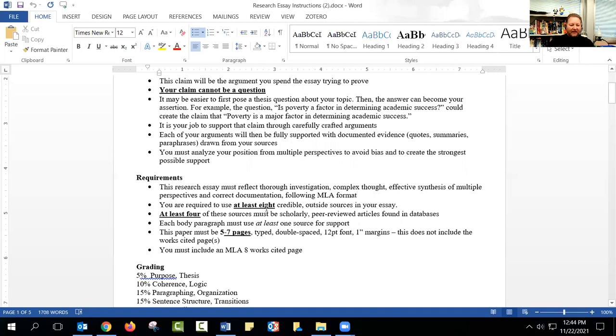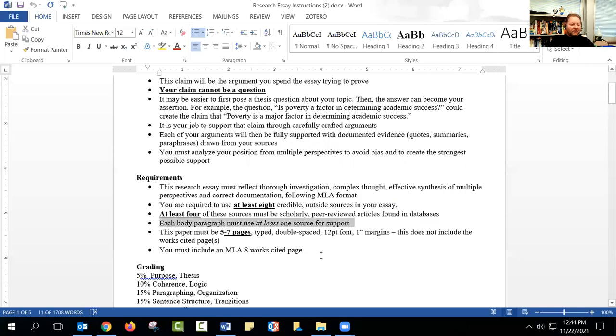But at least 8 outside sources, and at least 4 of those have to be scholarly articles. If you use 16 outside sources, you still only have to use 4 peer-reviewed articles. You can use as many as you want here. If you use 8 sources and all 8 of them come from the databases, that's perfectly fine too. It's just a minimum of at least 4 of them have to come from the databases.